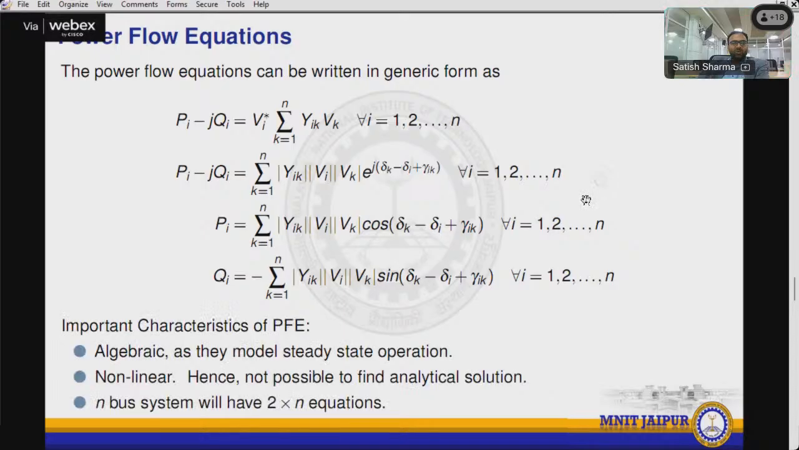So if you look at these equations, they are algebraic, and they model steady state operation, but they are non-linear. So we cannot solve them analytically. Another issue is that for an n bus system, there are 2n equations. So if we have n number of buses, we have two power balance equations, P and Q. So we have double equations.